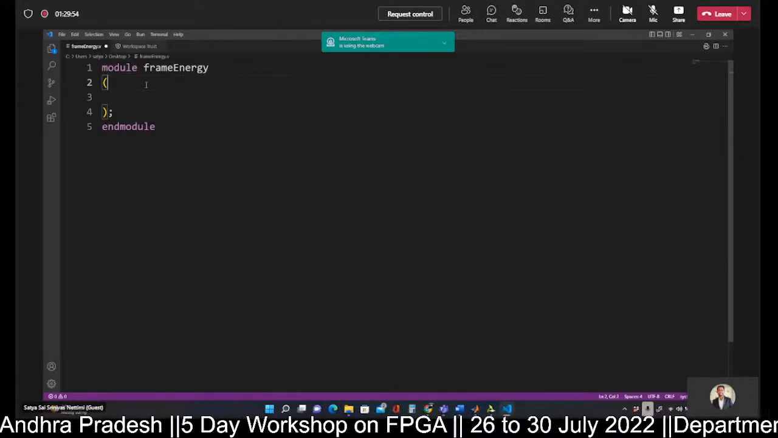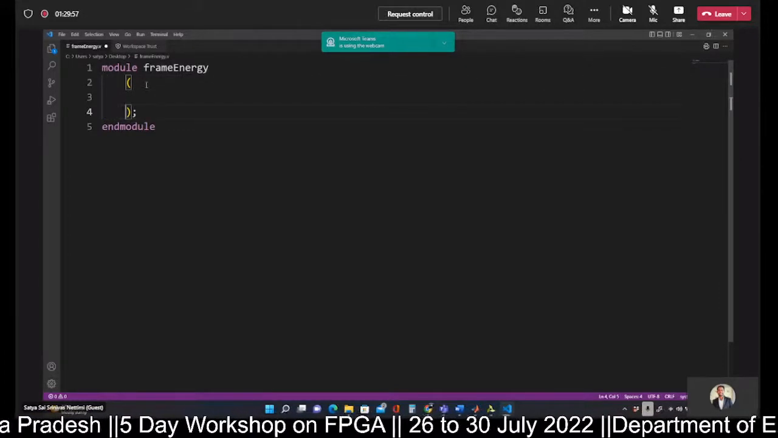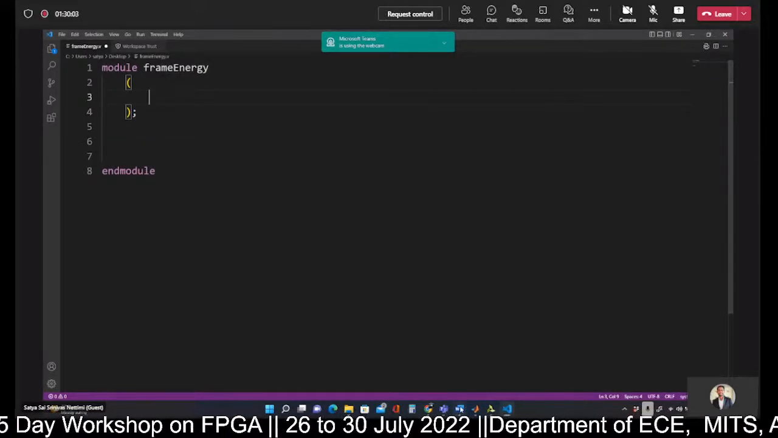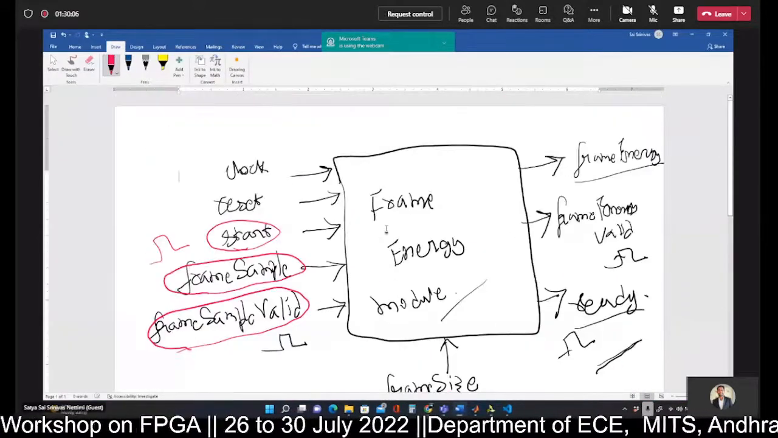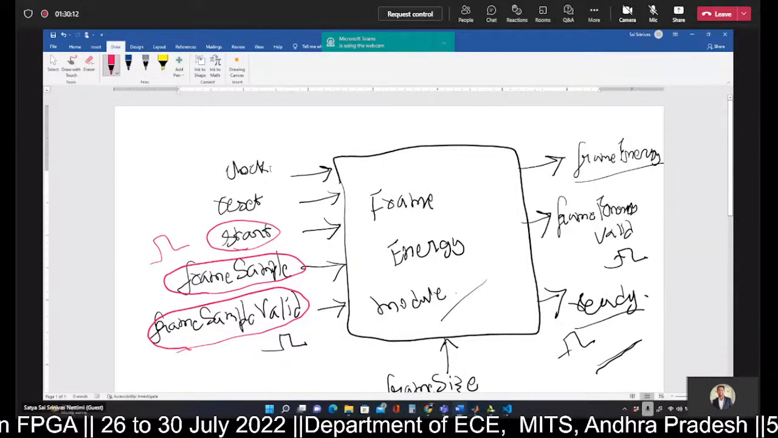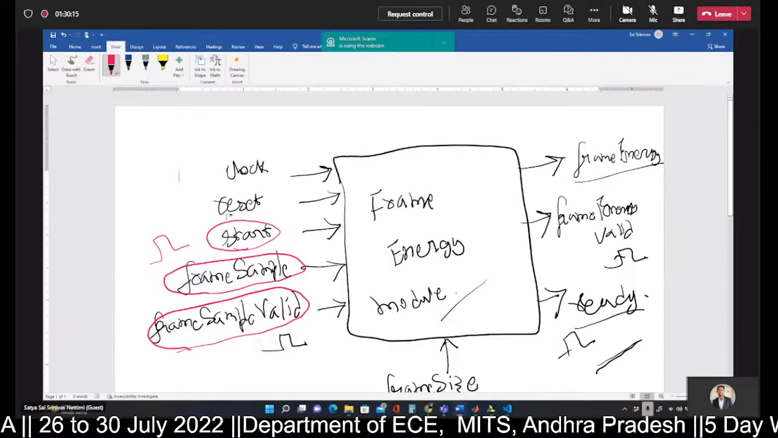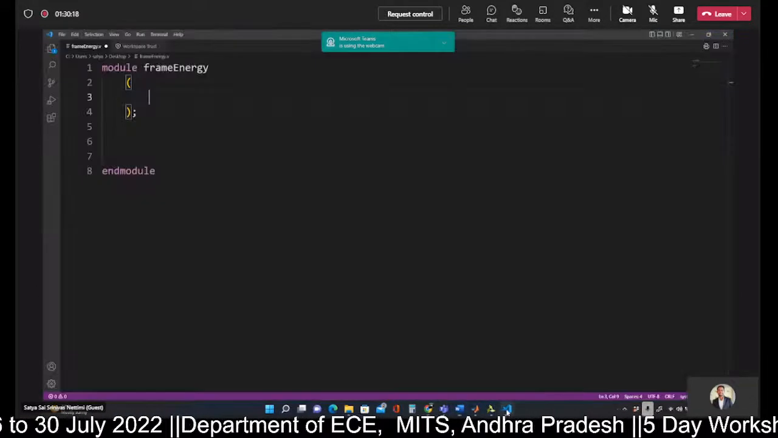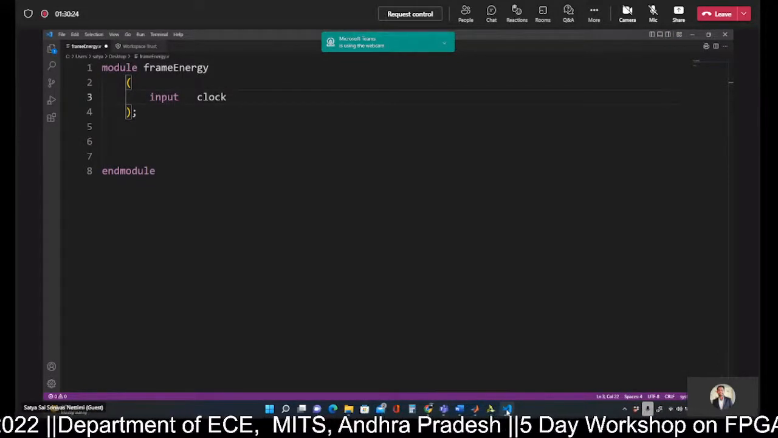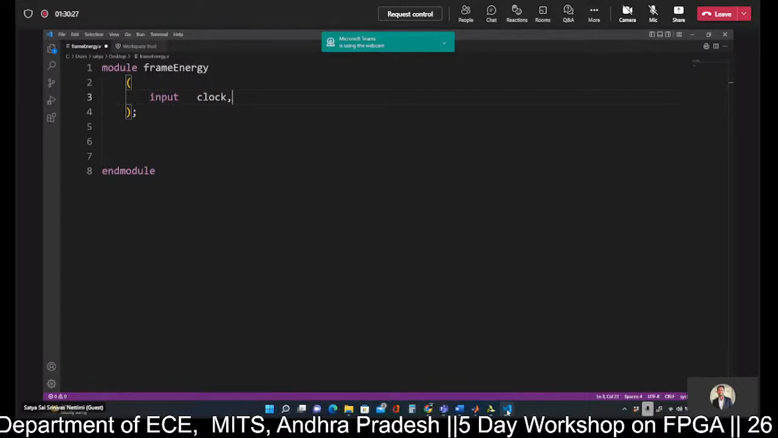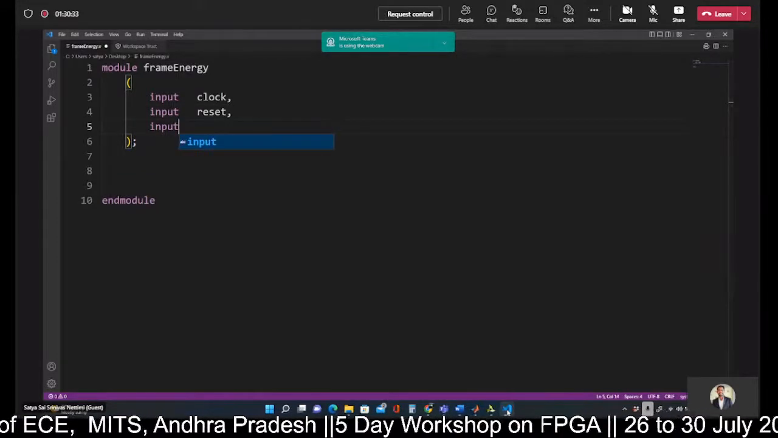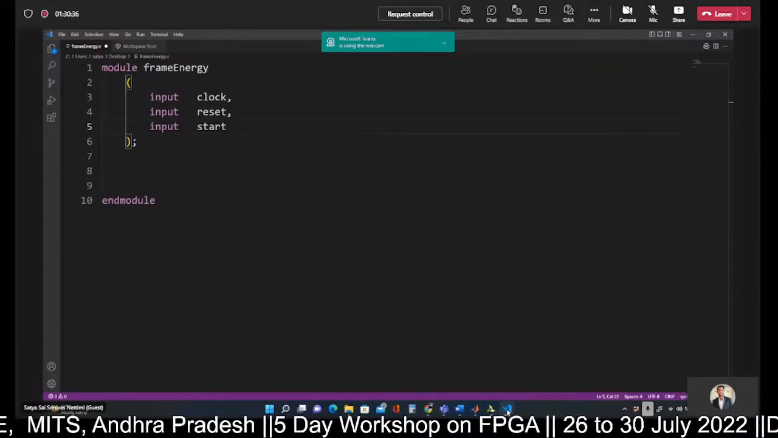Now to define the port list. In the diagram you can see this is the module we are interested in developing. It has a clock, reset and start. So those are inputs: input clock, next input reset, and input start.